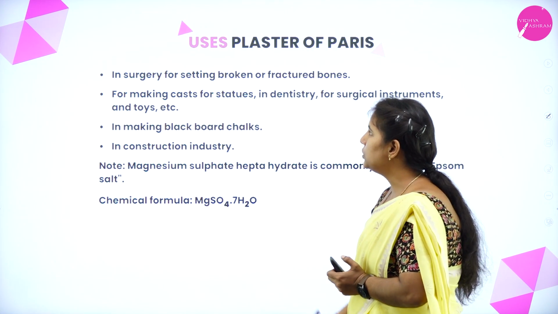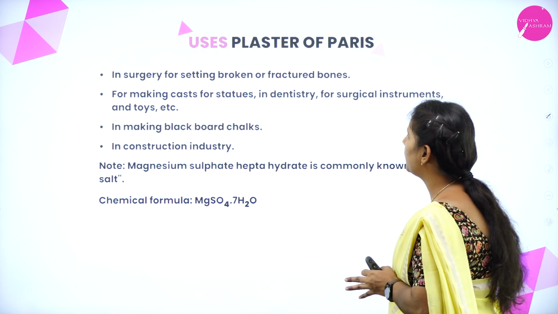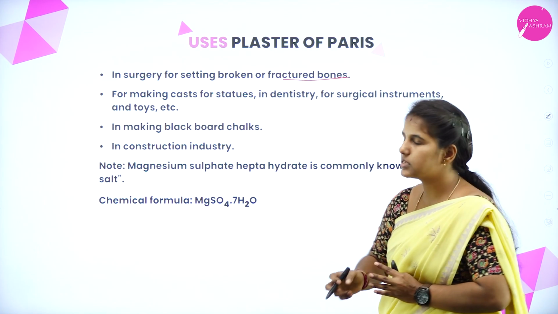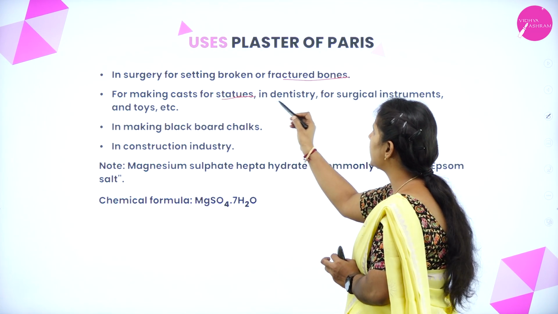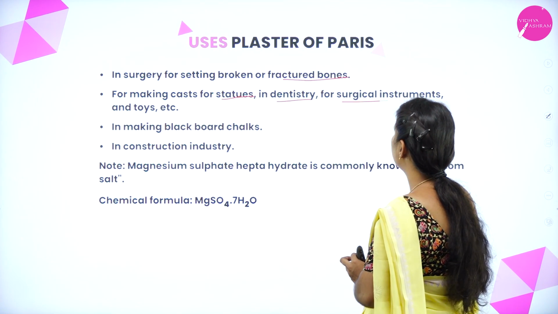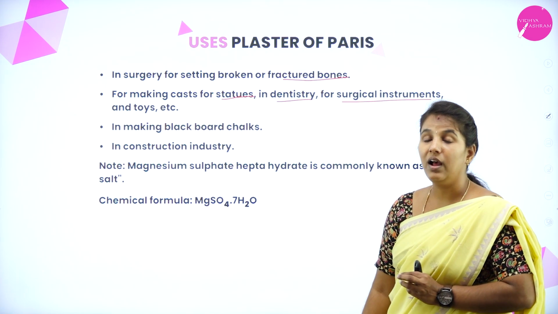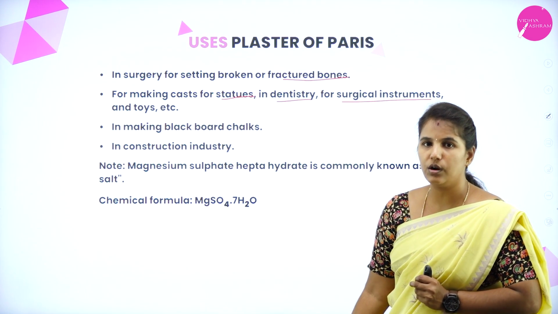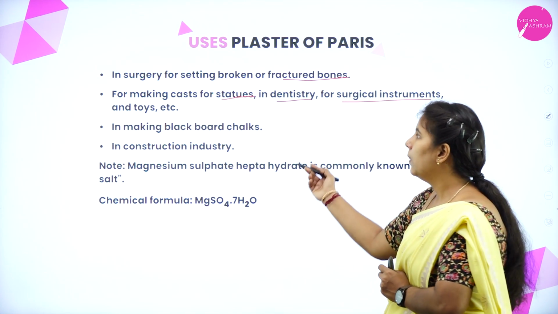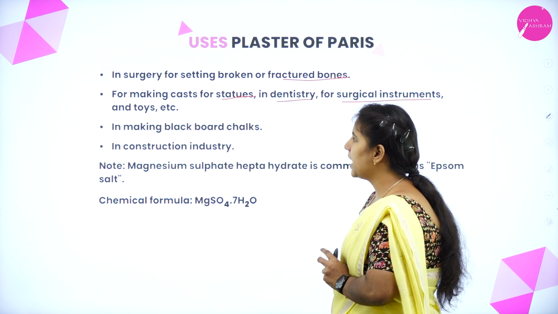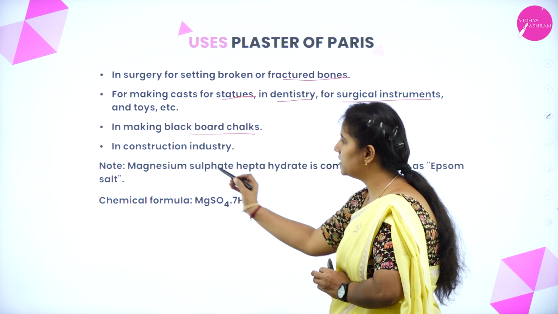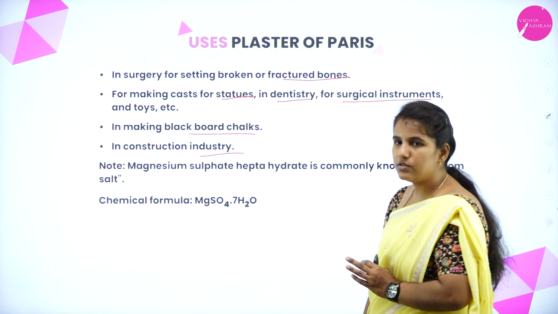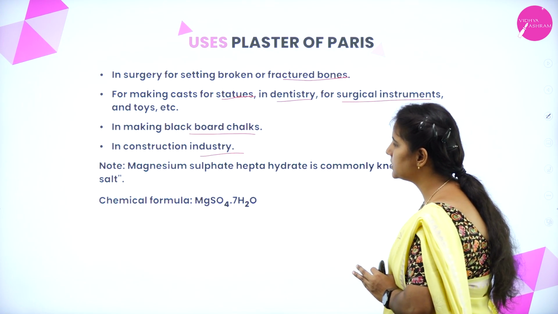Okay. So in surgery, for setting the broken or fractured bone, plaster of Paris is used, and for making casts for statues, and with the surgical instruments also, and most of the times you would have observed that it is made up of plaster of Paris, and making blackboard chalks. In construction industries, they use this plaster of Paris.